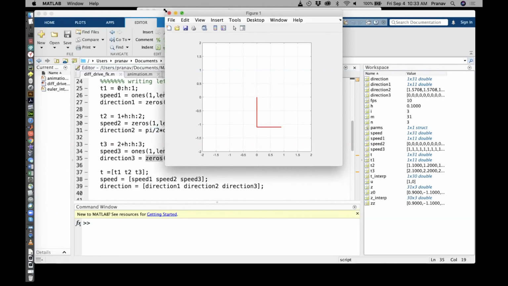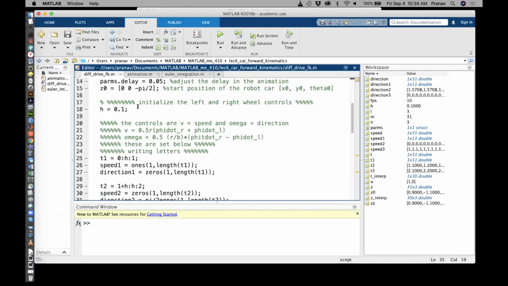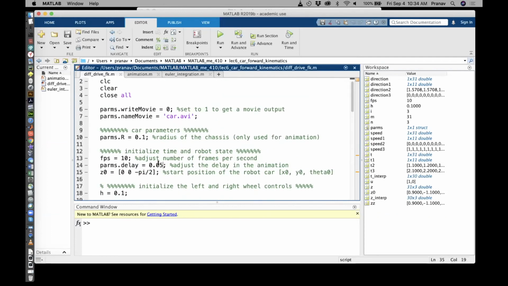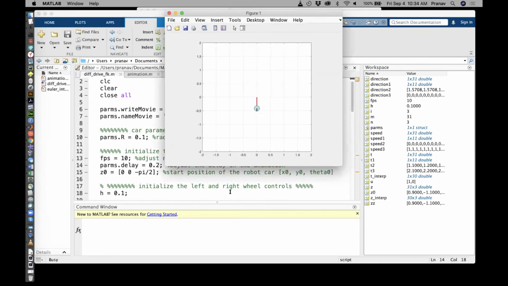So again, I'll play it. Let me increase the delay so you'll see it. Make this 0.2. Okay, so the 3 maneuvers: go straight, then turn at 0 speed, and then go straight.